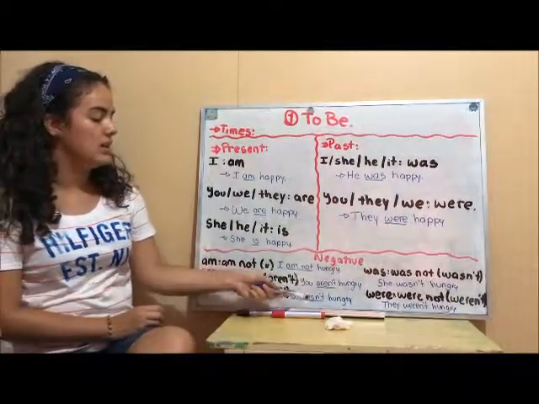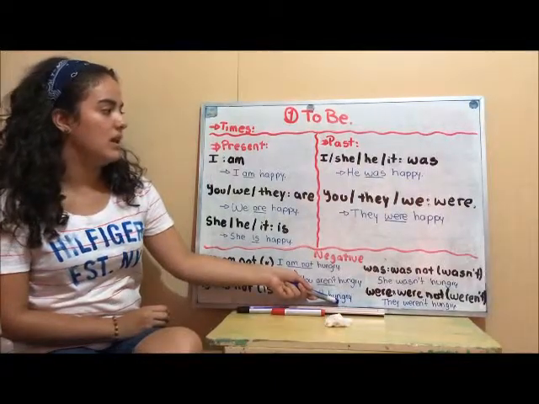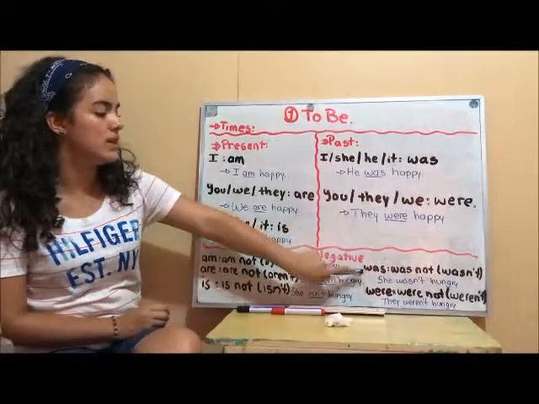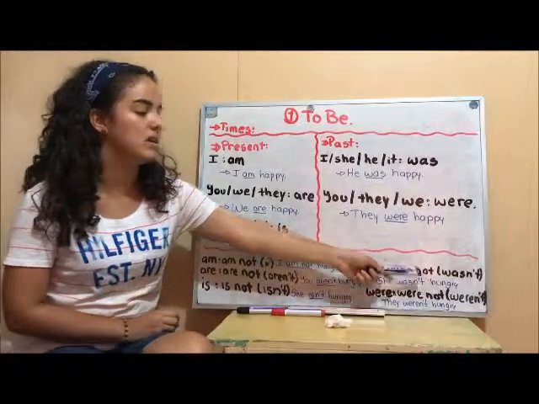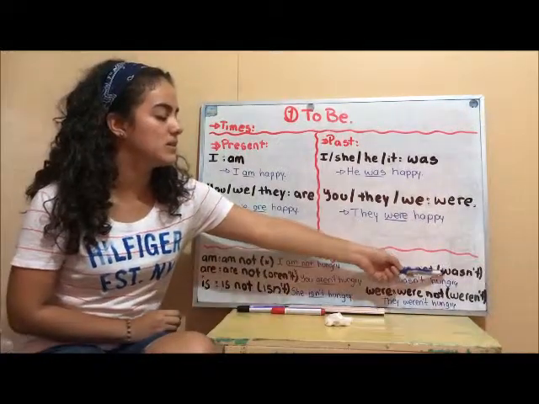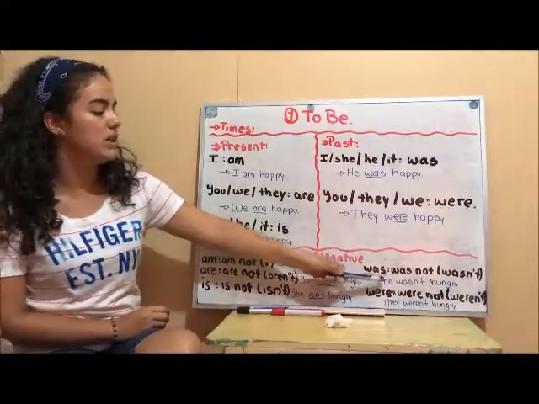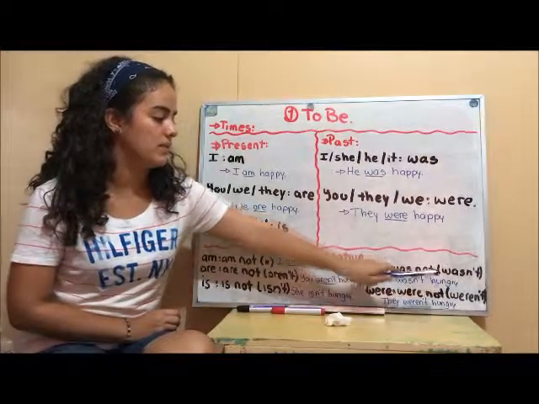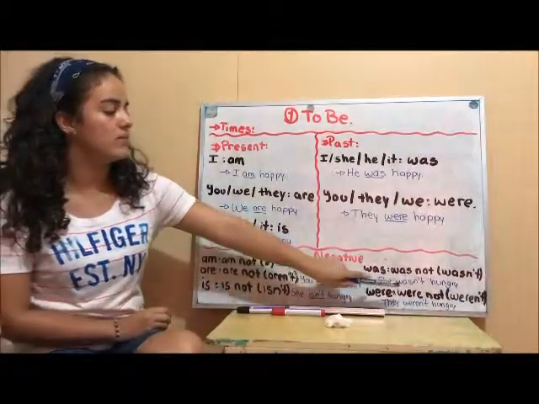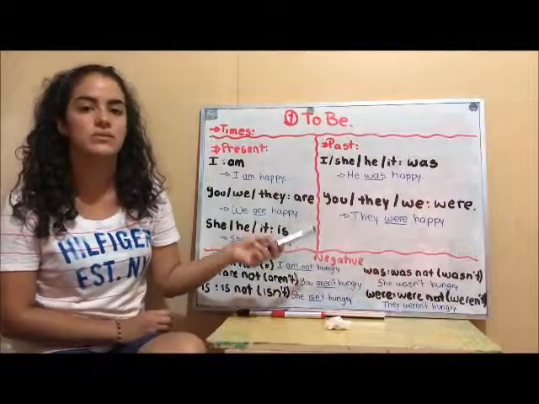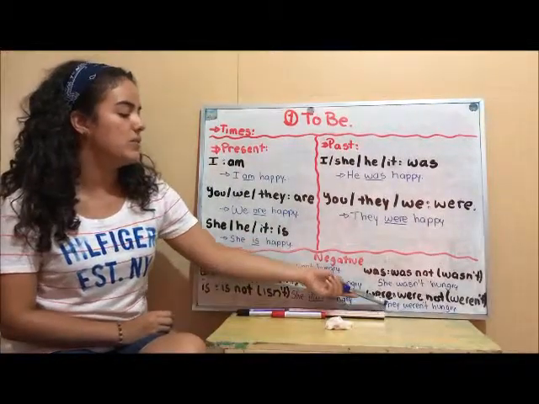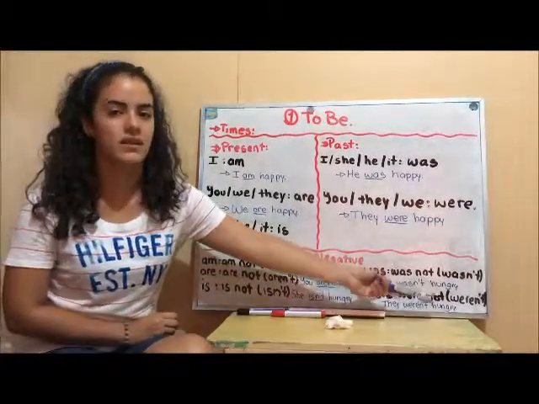So she isn't hungry. And now for the past, for was, we have was not, and the contraction wasn't. So for example, we have she wasn't hungry. And for were, we have were not, and the contraction is weren't. So for example, we have they weren't hungry.